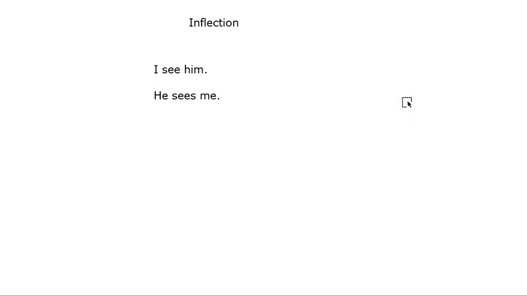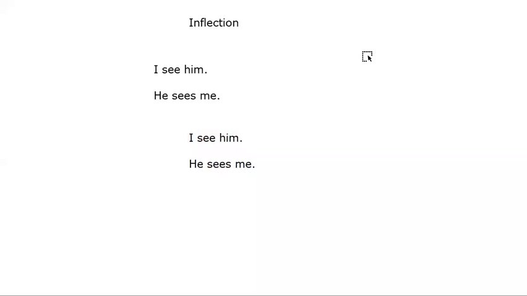Notice that I and me refer to the same person. They both refer to me, of course. And he and him both refer to the same person. But we can't say, I see he, and we can't say he sees I. Those things make sense, we understand, but that's not the way that we say it in English. Instead, we have to inflect these words. We have to change he to him in the first sentence. And in the second sentence, we have to change I to me.